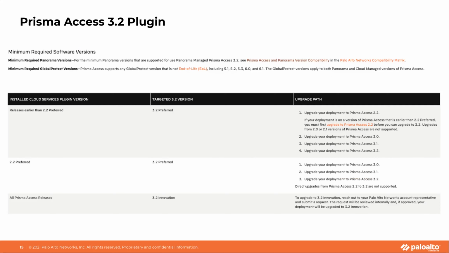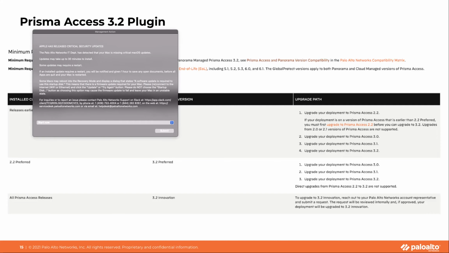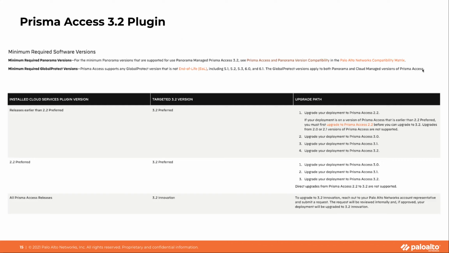Next, we'll talk about what is required, or what the upgrade paths are to move to the 3.2 plugin. If you want to move to Prisma Access 3.2, there are a few things that you need to think about.